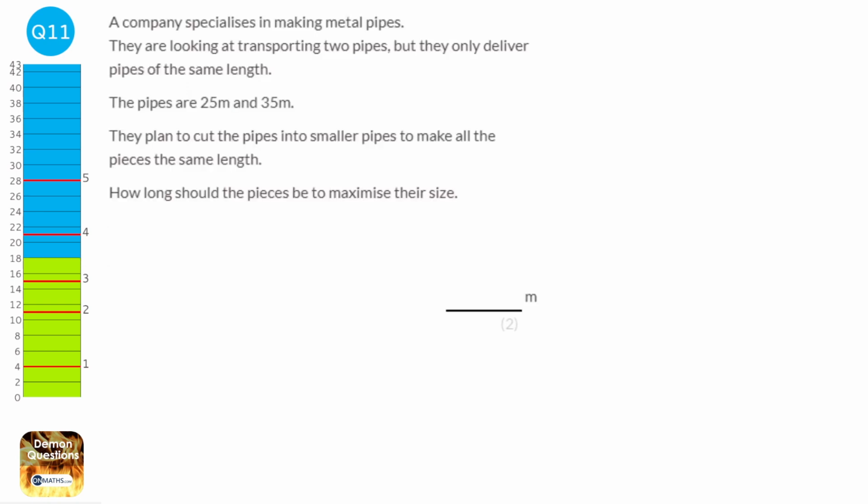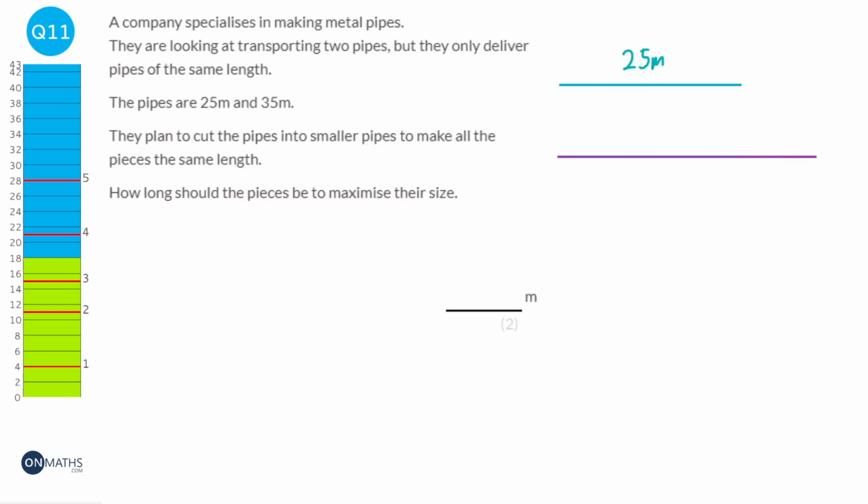So if we imagine we've got the 25 metre pipe here, and we've got the 35 metre pipe here. The question's basically asking us, what can we cut all these pipes into, and they all have to be the same length, that will fit with the 25 metre and the 35 metre. And essentially what this question is asking is, what is the highest common factor of 25 and 35?